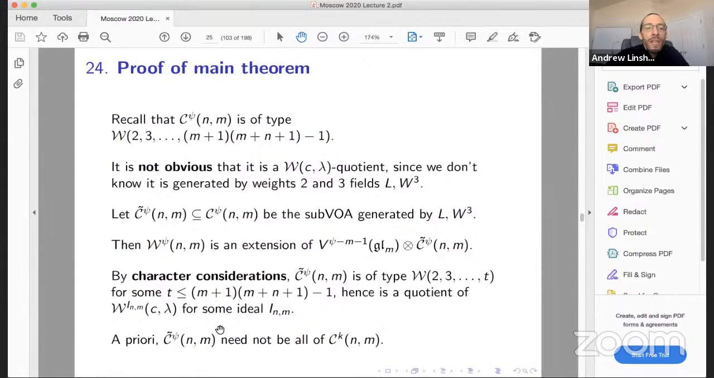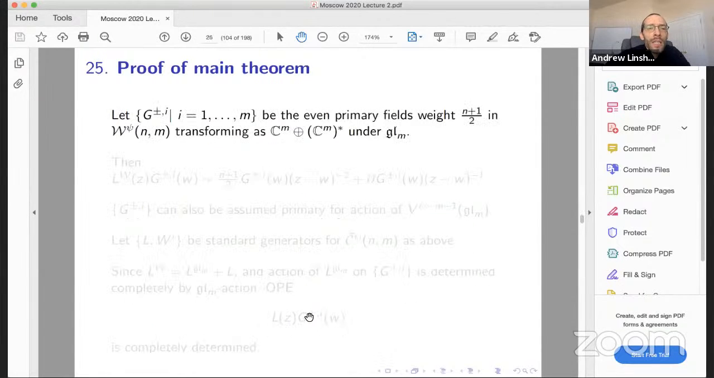So I'm now justified in working with this algebra and assuming that it's a W infinity quotient and seeing if I can determine the ideal. So that's what we're going to do. So let's go back to the W algebra, and let me give, I think I gave this name before, the even primary fields that are in weight n+1/2 that transform as Cm plus Cm star under GLM, I'm going to call them G plus or minus i, i runs from 1 to n. So the G pluses are the ones that live in Cm, and the G minuses live in, say, Cm star.